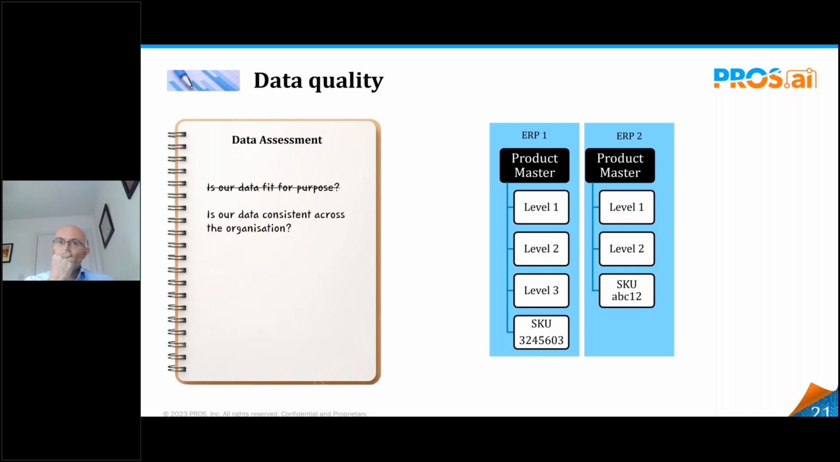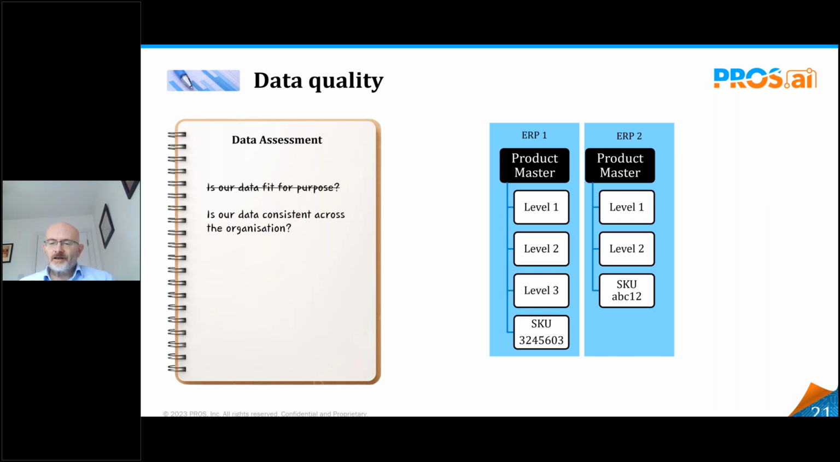And the key thing to watch out for there is if the data is inconsistent from one ERP to the other. So for example, on the screen here, having a product master with different levels, and even having the same product with one ID in one ERP system and a completely different one in another ERP system. Then it becomes almost impossible to introduce common pricing processes when this is the case.